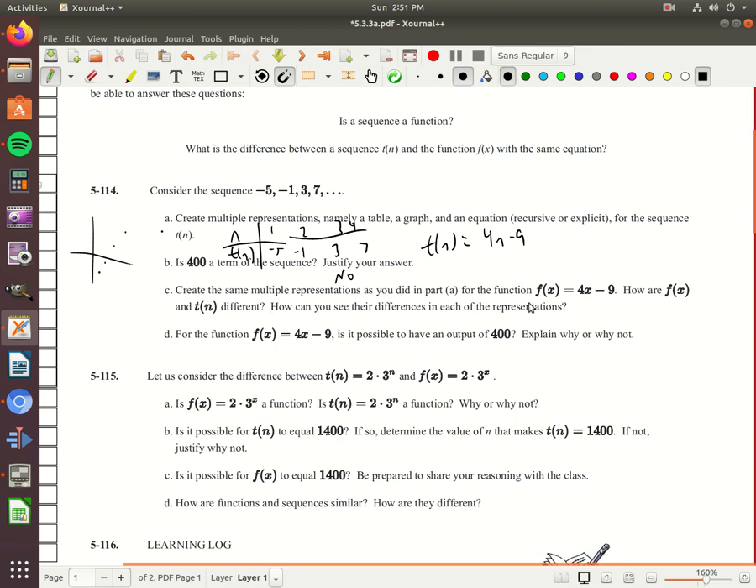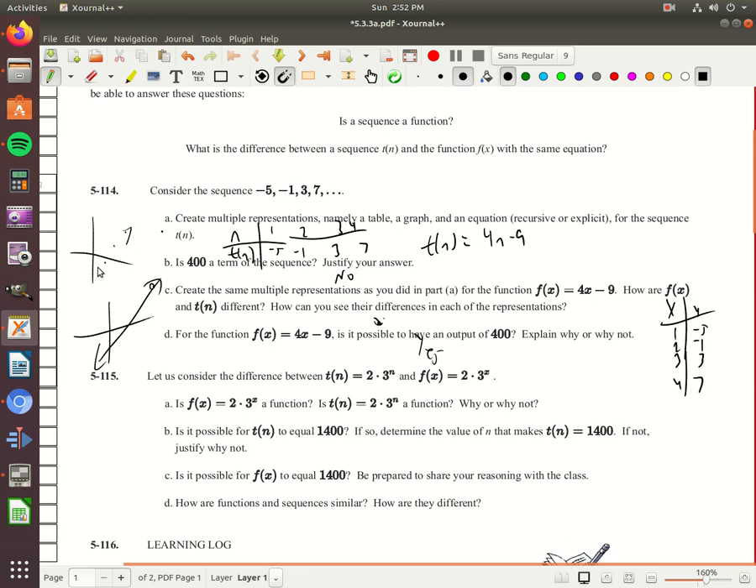All right, now create the same things for f of x equals 4x minus 9. So we know that this will be, well, they already gave us the equation. So the table, x and y, we're going to have the same thing. 1 is -5, 2 is -1, 3 is 3, 4 is 7, etc. But when we go to the graph, it's going to look like this instead. And could 400 have an output? Yes. 400 could have an output, because functions are continuous, whereas sequences are discrete.